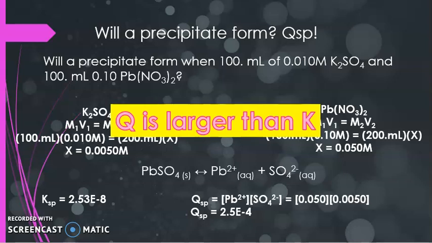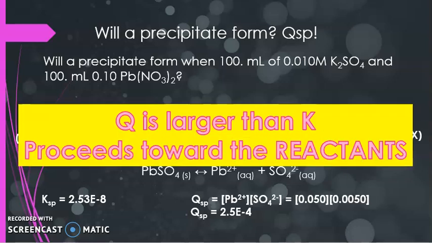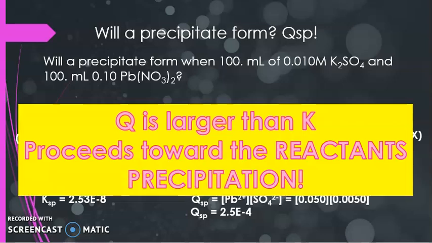Now, when Q is larger than K, which direction do we proceed? Q is product heavy, so Q has to move back toward the reactants in order to alleviate some of that pressure. If you're looking at the equilibrium expression, that means we're going to be moving away from the dissociated form toward the undissociated form, the PbSO4 solid. I should be able to see precipitation here.